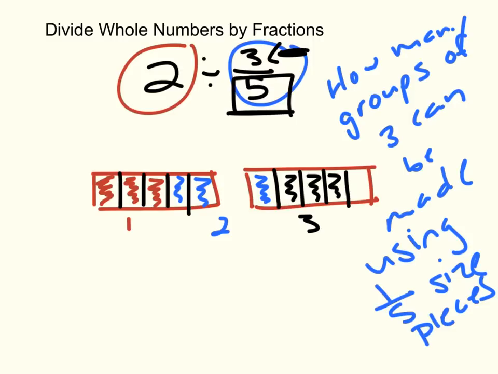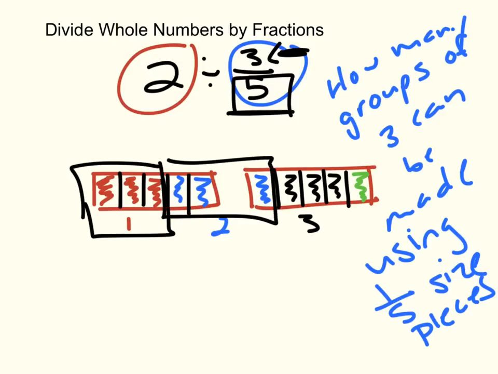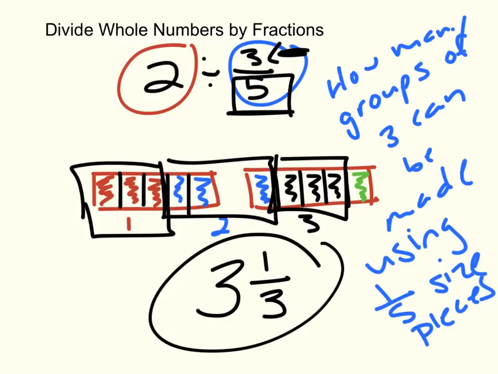And now I have this last piece over here remaining, this guy right here. I have to think, what makes up a whole group? Well, in this case, it's the 3. 3 of these sections make up one whole group. So if I have 1 left over, that means I have 1/3 of another full group. So in this case, my answer is 3 and 1/3. Looking for those groups of 3 in this case.